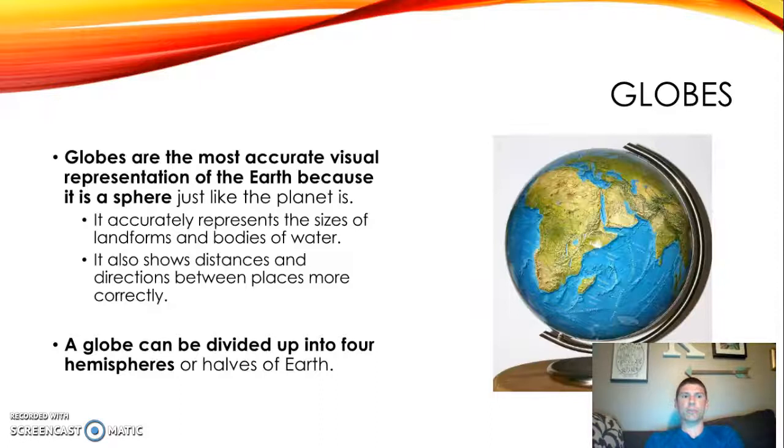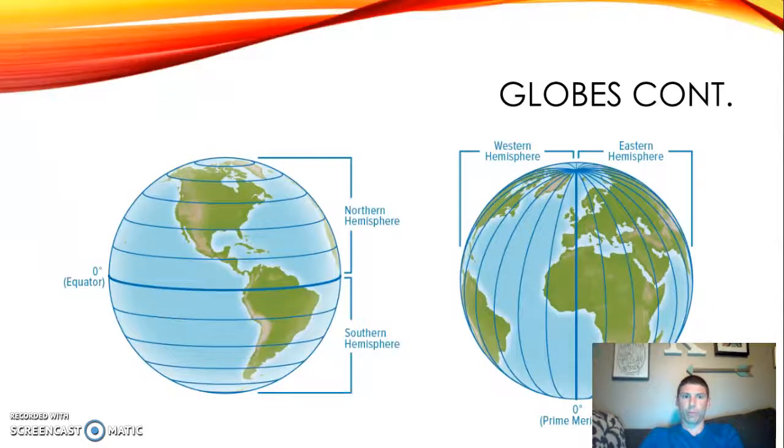Globes are the most accurate visual representation of the Earth because it is a sphere. It's round just like the Earth. It accurately represents the size. It doesn't distort the size of certain things. Bodies of water and continents are all the same size they are. Distances are shown correctly. So it can be divided into 4 hemispheres or halves of the Earth.